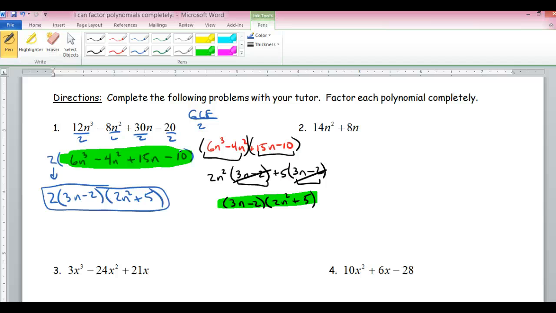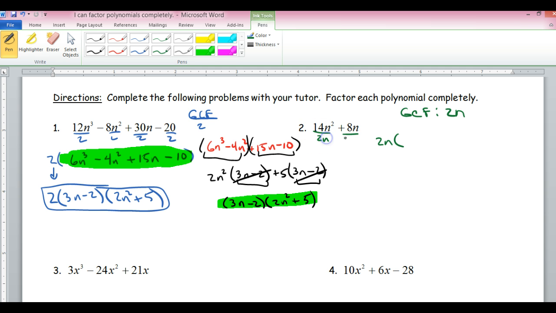Now the second example. What's my first step all the time? It is to look for a greatest common factor. So 14 and 8, the largest number that goes into those 2 terms, well, 2, and does each term have an n? Yes. So I have to factor out the lowest exponent, which is n. So my GCF is 2n.